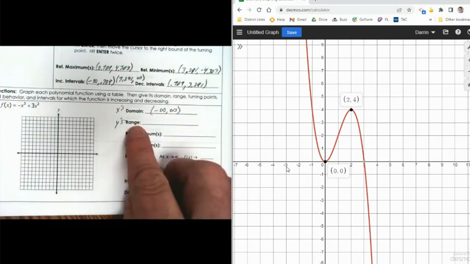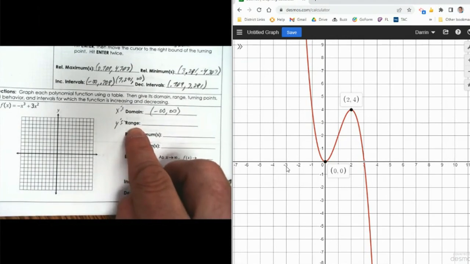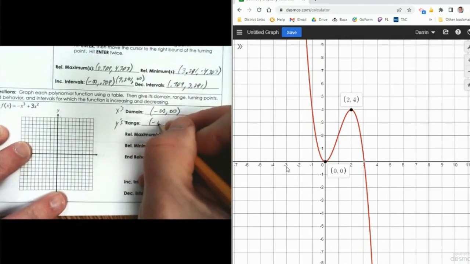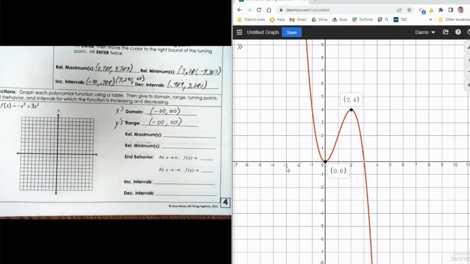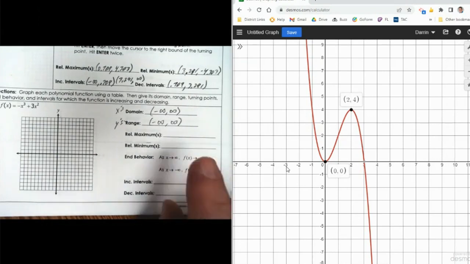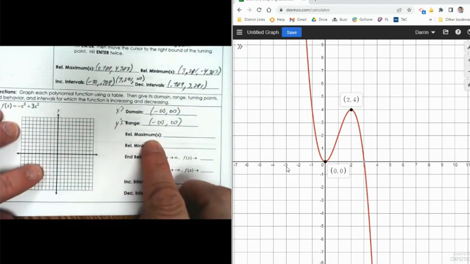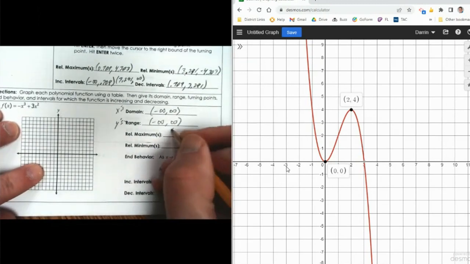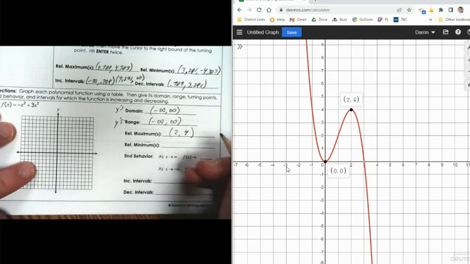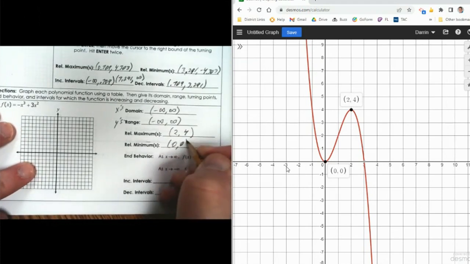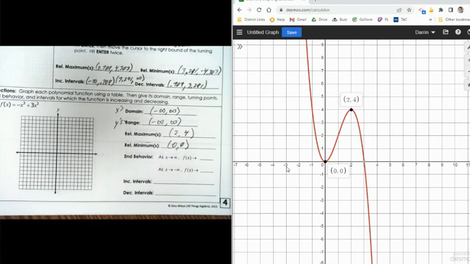And for the range, up and down, it has no end either. It goes all the way from negative infinity to infinity. So this one's easy for the domain and range. It'll go all the way to infinity every direction. Relative maximum. So we have a relative maximum at 2, 4. Because we can see that. And we have a relative minimum at 0, 0. Now we know it's not the absolute maximum because it goes all the way to infinity. But for this area of the graph, that's the largest point. In this area of the graph, that's the smallest point.